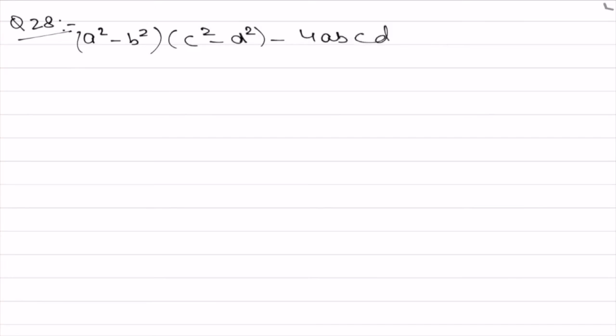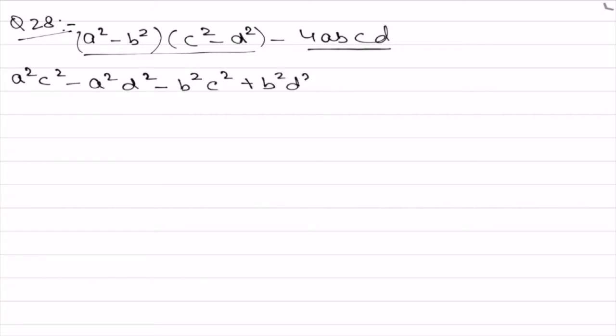Next question is question number 28. Question number 28 is a square minus b square into c square minus d square minus 4abcd. In this, first we will open the brackets and here we'll split 4abcd. So when we open the bracket, it becomes a square c square minus a square d square minus b square c square plus b square d square, and we'll split 4abcd as minus 2abcd minus 2abcd.